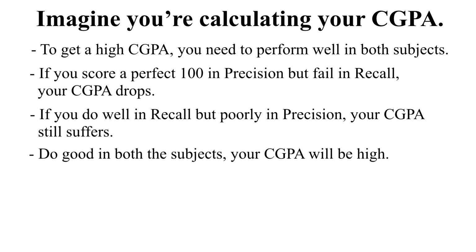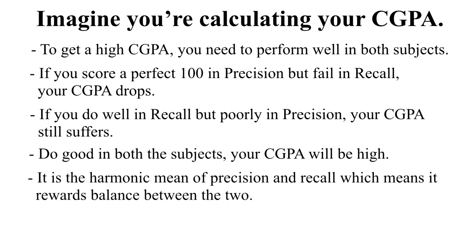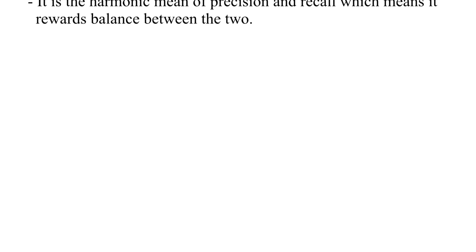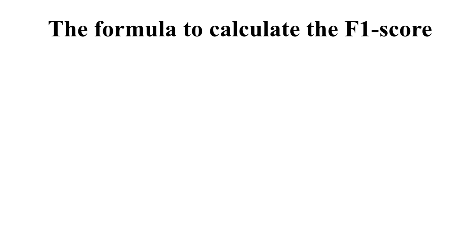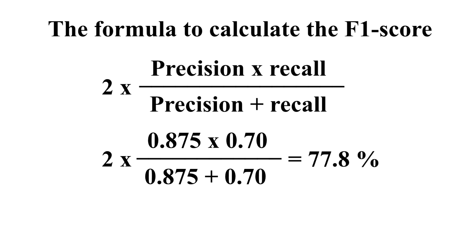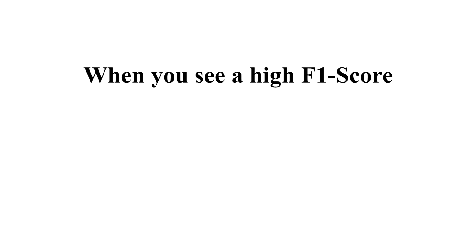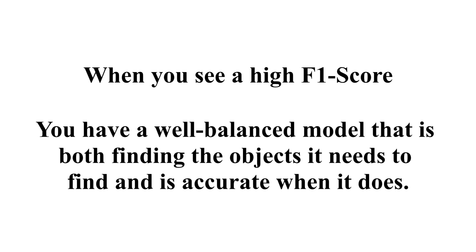The F1 score behaves exactly like this. It is the harmonic mean of precision and recall, which means it rewards balance between the two. The formula to calculate the F1 score is 2 times precision multiplied by recall divided by precision plus recall. So, when you see a high F1 score, you can be confident that you have a well-balanced model that is both finding the objects it needs to find and is accurate when it does.